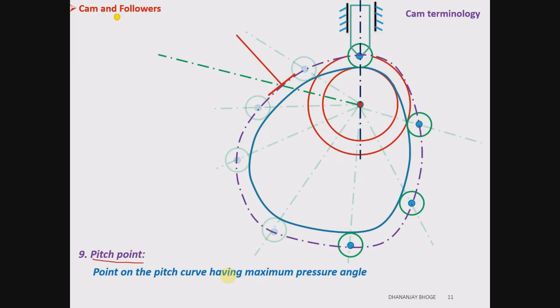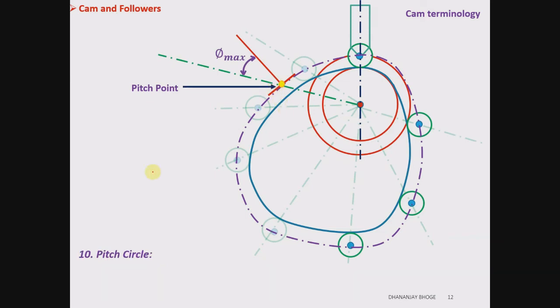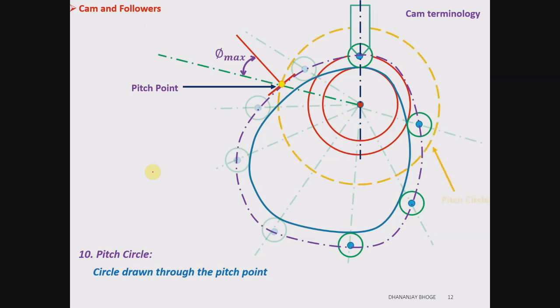So let us suppose that this is my point where pressure angle is maximum, so I will call that point as pitch point. Now fixed circle drawn through the pitch point with its center at the cam rotation is called as pitch circle. So this is the pitch circle shown in yellow color, which is passing through the pitch point where pressure angle is maximum.